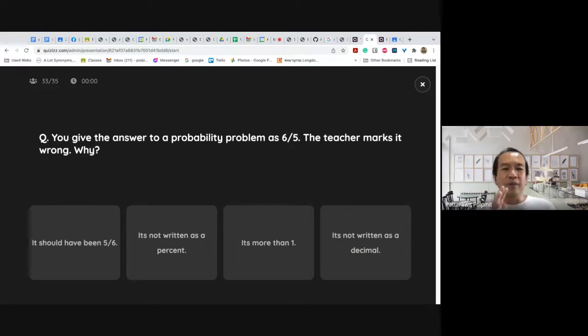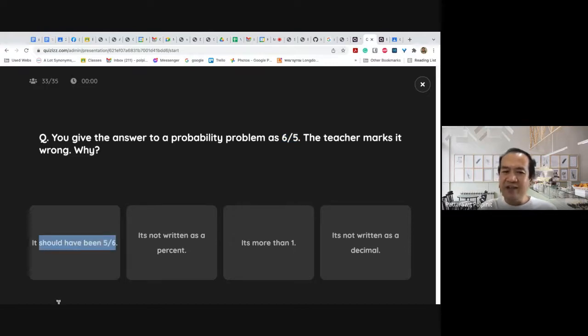Well, I haven't gone through the probability properties. Basically, the probability is at maximum 1, which means 100%. So the probability can never be greater than 1. 6/5 is greater than 1, so it's definitely wrong. The answer should have been 5 or 6.